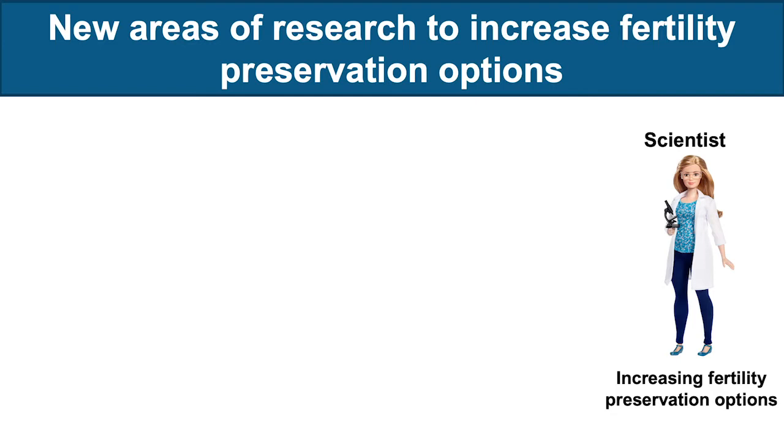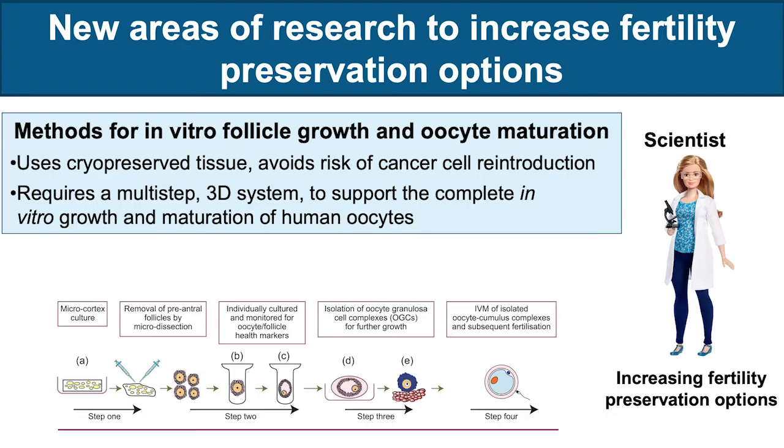And active areas of research can really be broadly divided into three main groups. So the first one is the development of new methods for in vitro follicle growth and oocyte maturation. So here we have the potential to use that cryopreserved ovarian tissue, but avoid the risk of reintroducing cancer cells. And so this really requires the development of probably a multi-step, three-dimensional culture system that's able to support the complete in vitro growth of follicles and maturation of human oocytes. And we've actually had a lot of growth in this area in recent years.